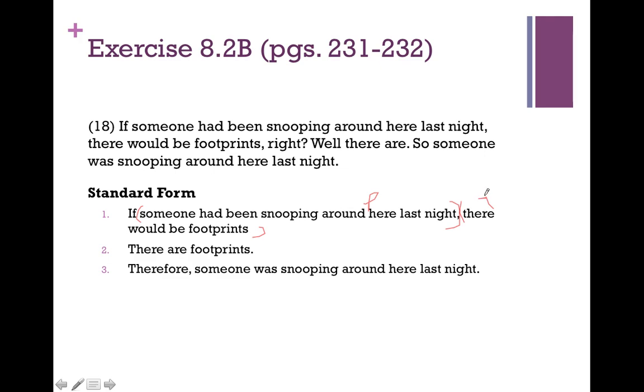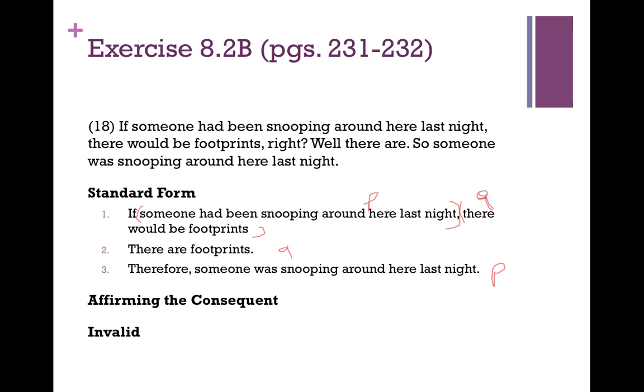Well, look, Q, man, that's really poorly written. Q is equal to there will be footprints. Well, there are footprints, so we have Q right here. Someone was snooping around last night. That's our P. So here's our argument. If P, then Q; Q, therefore P. And this is an instance of affirming the consequent, which is not a valid way of reasoning. You can't say if A occurs, then B occurred. Well, B occurred, so A must have. That's not a sound way of reasoning at all.